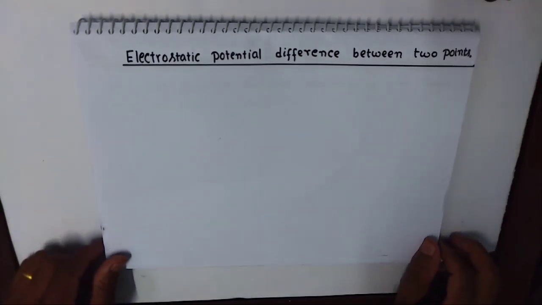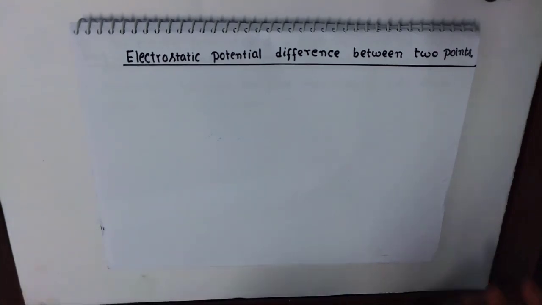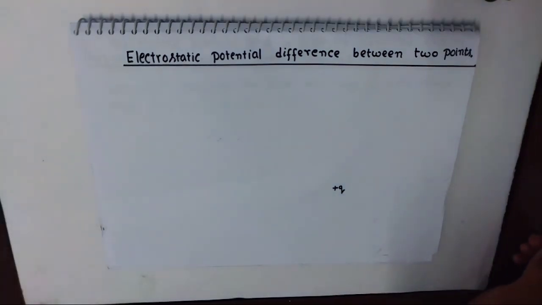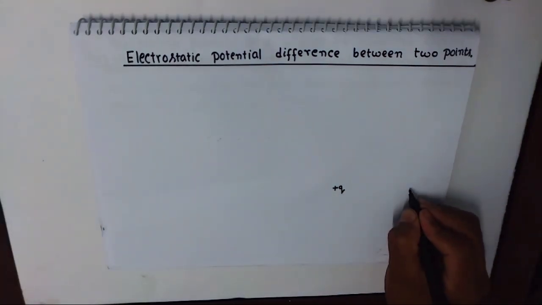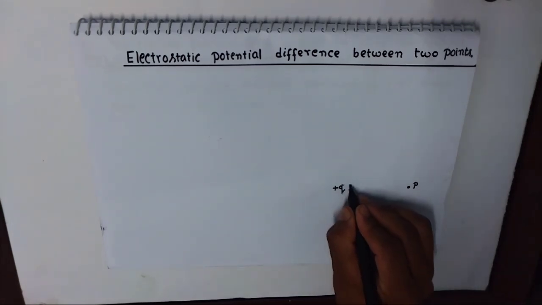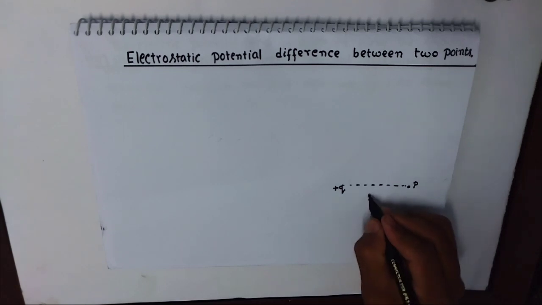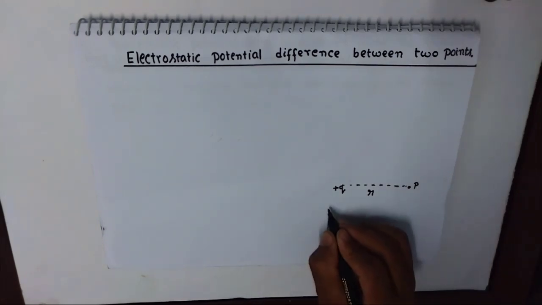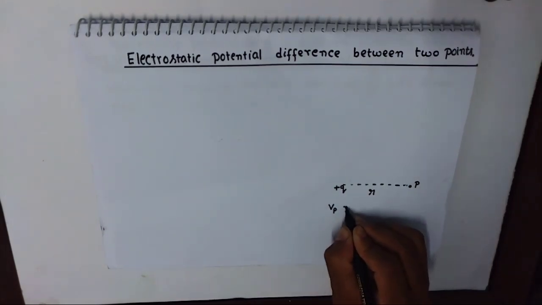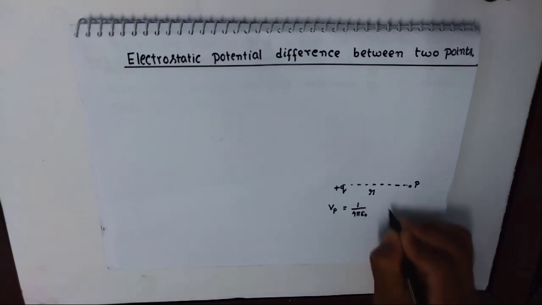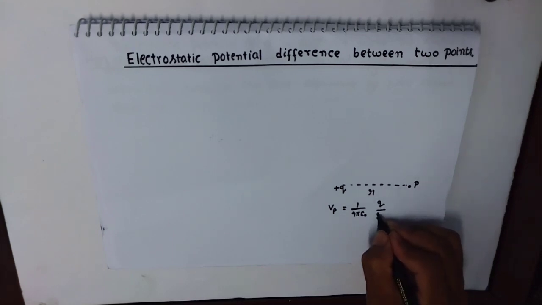So we have also learned earlier that if we have a charge say plus q, and somewhere here there is a point P which is at a distance r from the charge plus q, the electric potential at this point is nothing but Vp. It is equal to 1 by 4 pi epsilon naught then q divided by r.